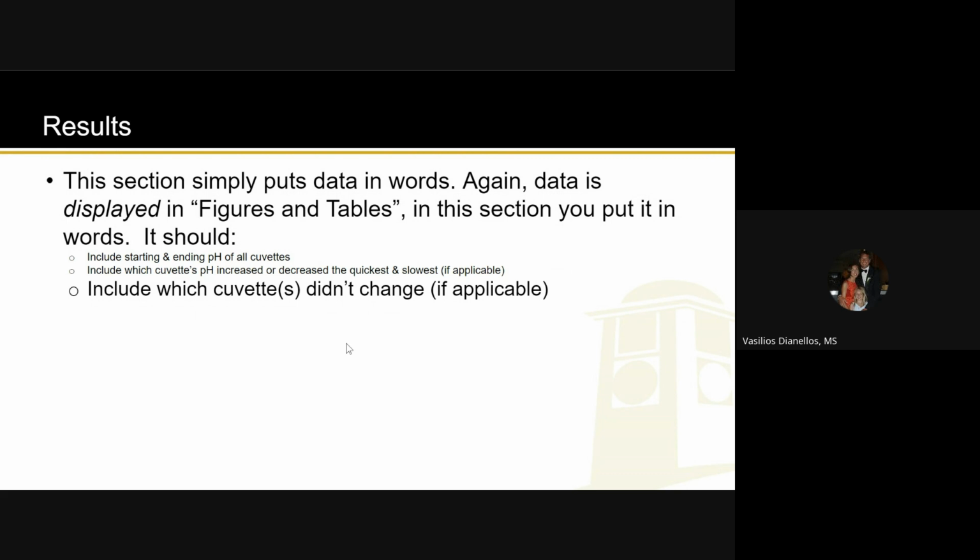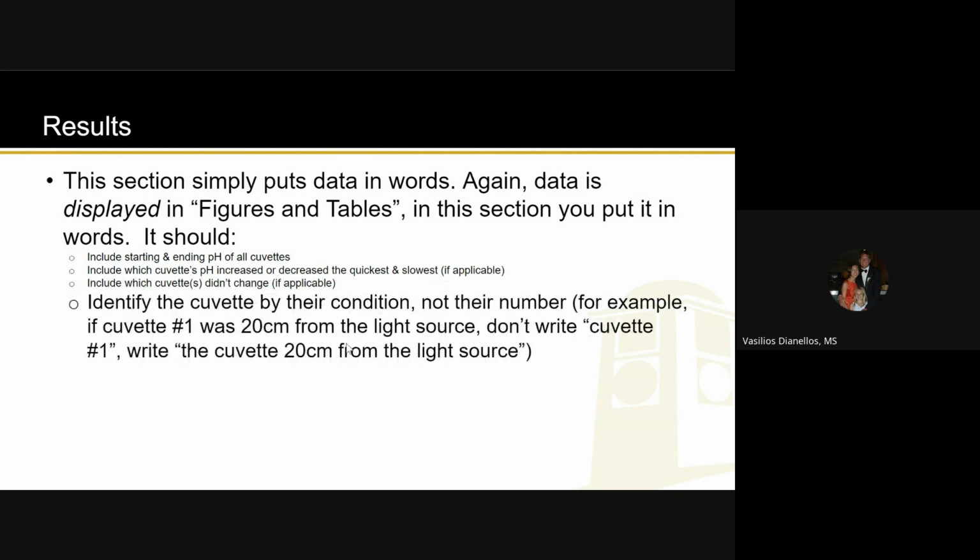It should include which cuvettes didn't change. So again, if you're describing which ones changed the quickest, which ones changed the most, so on and so forth. And obviously, if one of them doesn't change, you're also going to mention that too.